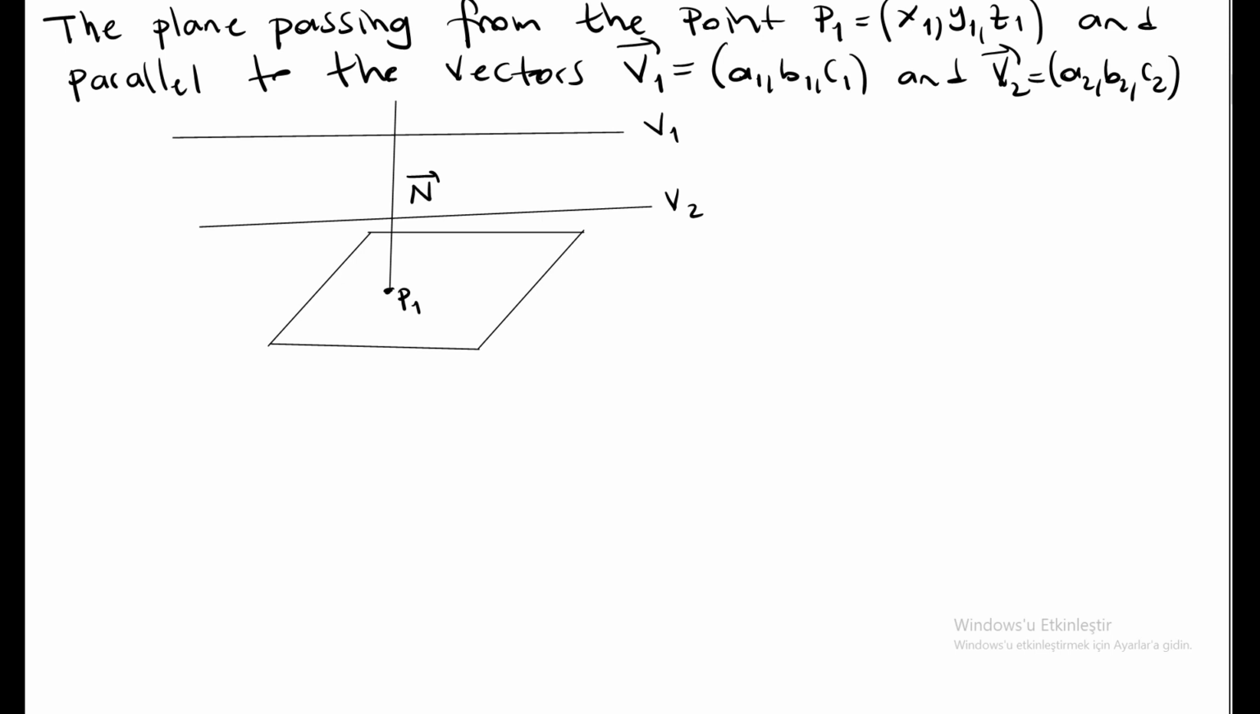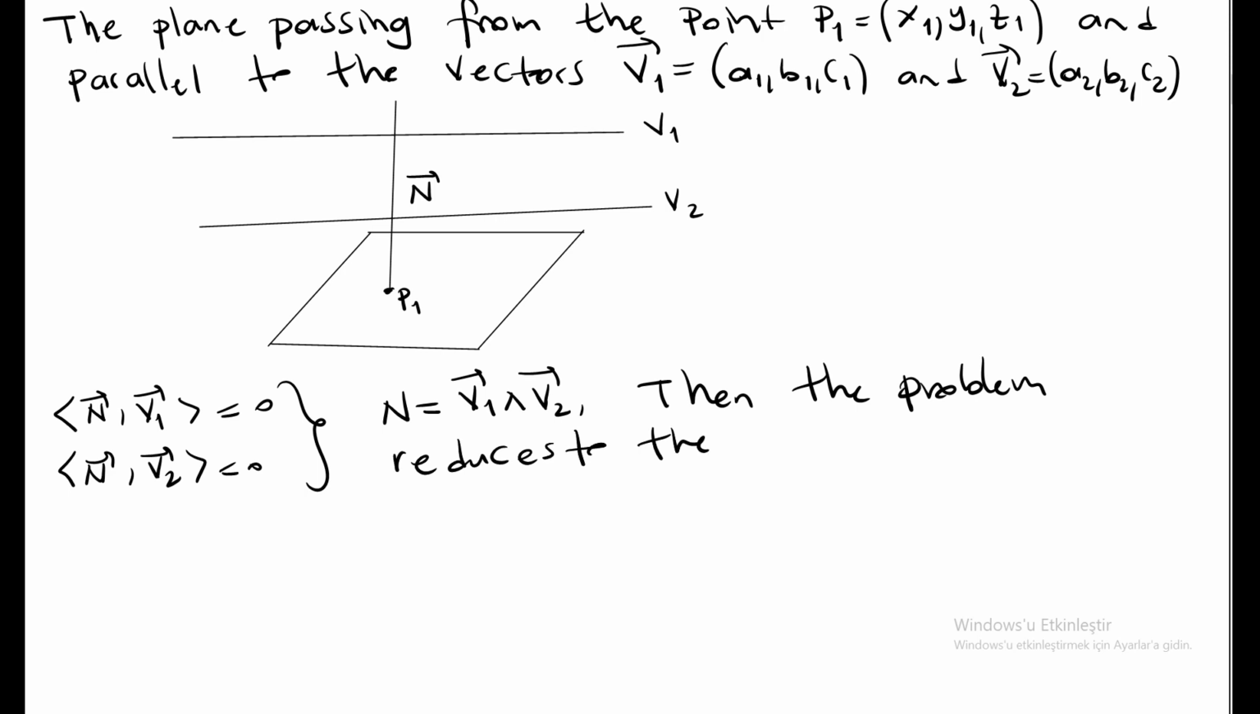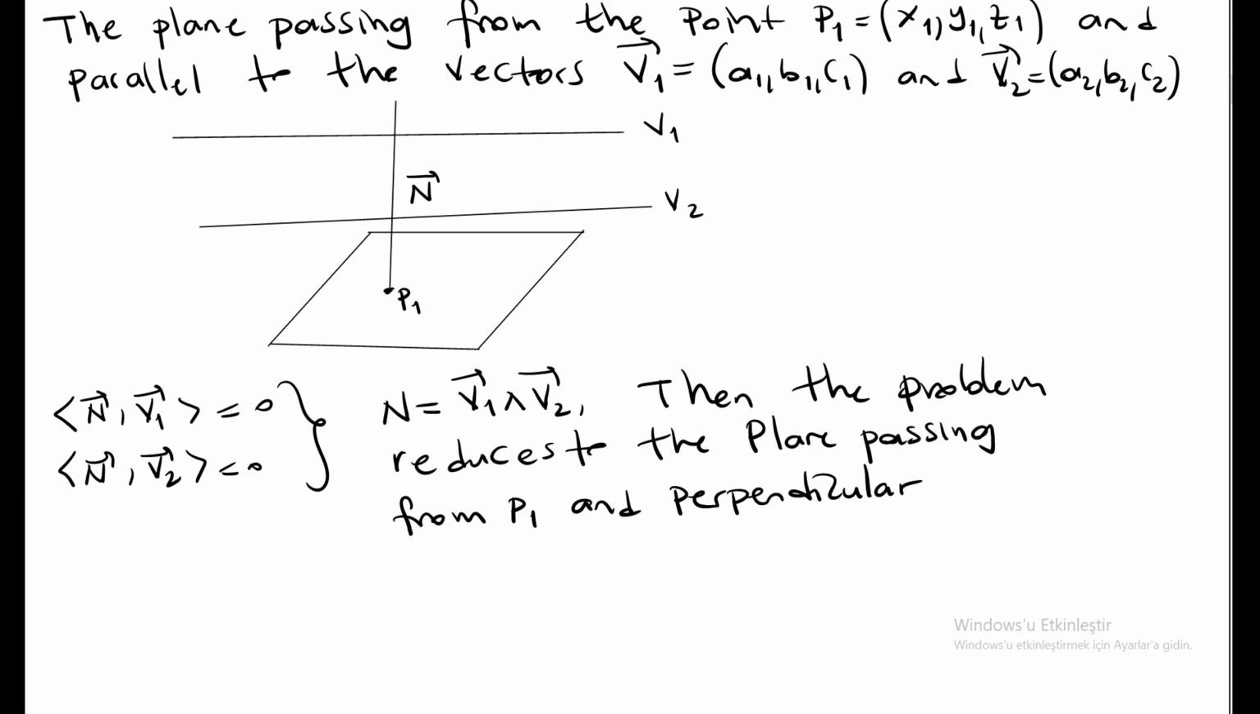So from this we know n is perpendicular to V1 and n is perpendicular to V2. So this tells us n will be V1 cross product V2. Then the problem reduces to the plane passing through P1 and perpendicular to n.